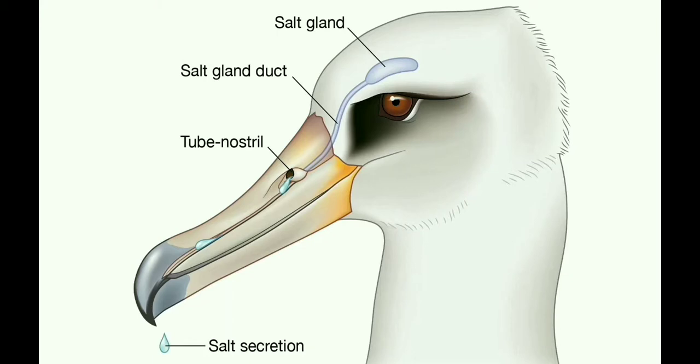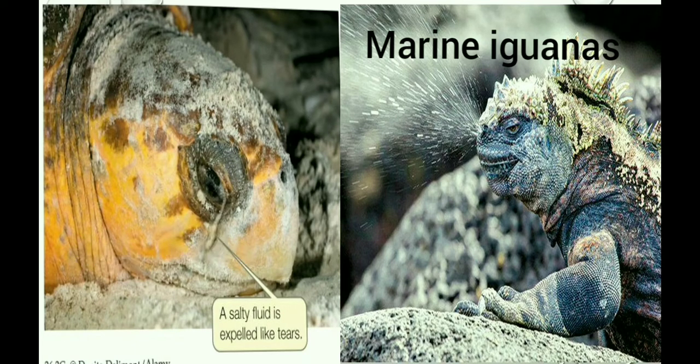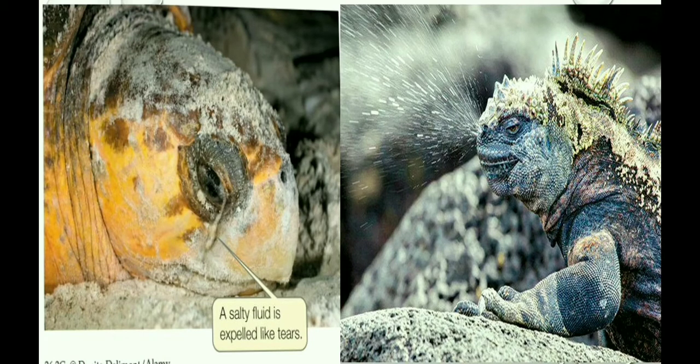You can see here clearly, salt glands are present near nostrils. These glands secrete salts by active transport and help to manage osmoregulation. Apart from this, there are many marine organisms like sea turtles and marine iguanas, which also have salt excreting glands.